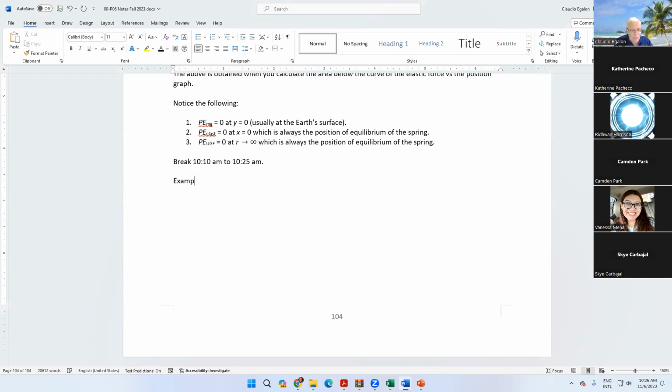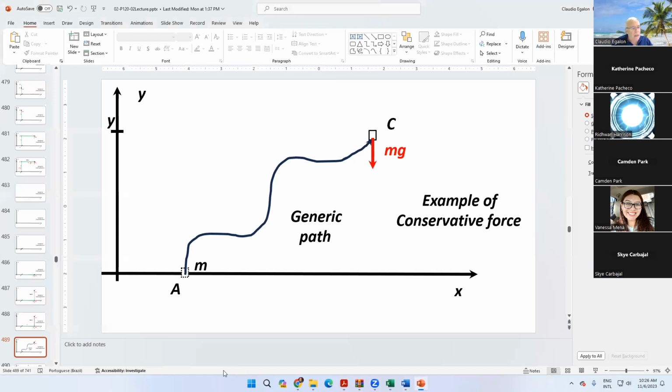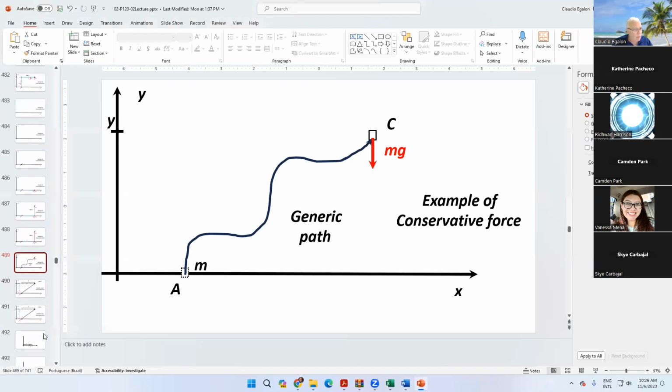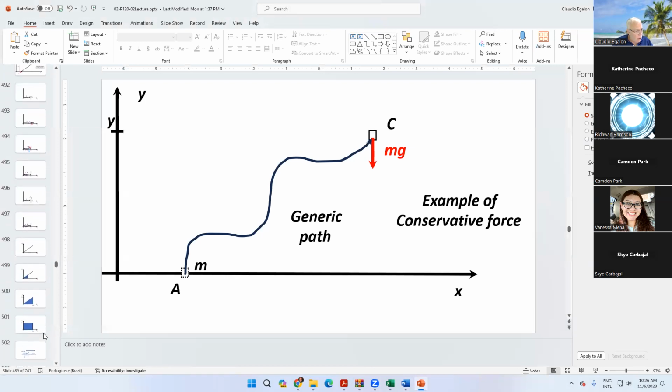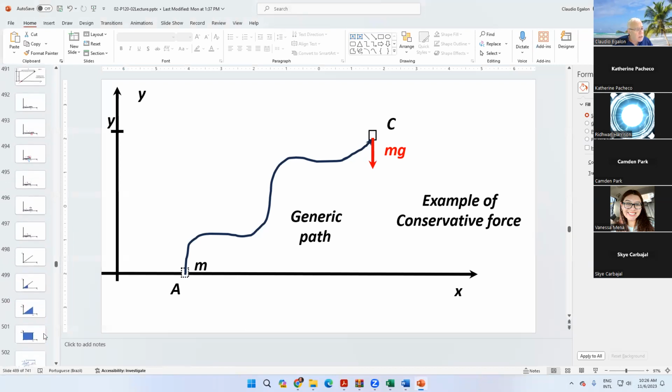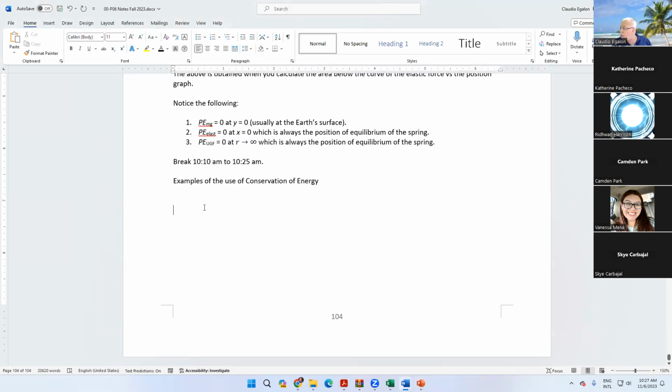Okay, so examples of the use of conservation of energy. There is a different way of solving problems. There's a problem, let me see if I can find it. Okay, I'm going to enunciate the problem and then I will make a drawing for it, okay?